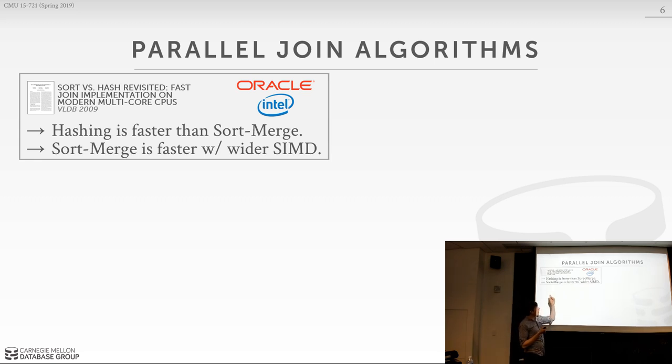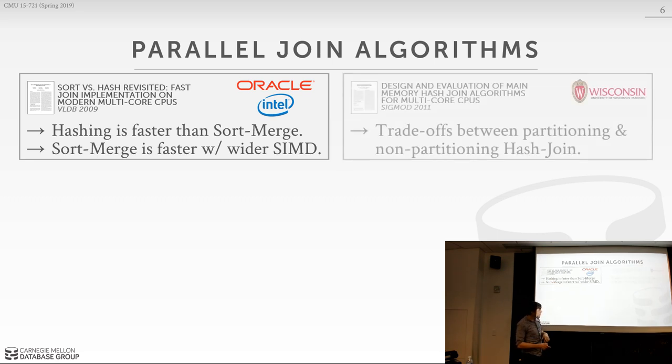But they also proposed that if you had wider SIMD registers, specifically 512-bit registers, then sort merge join would actually be preferable. Now, at the time, 512-bit registers didn't exist. They actually exist now, as of about two years ago, but I don't think anybody has revisited this claim. We'll cover SIMD in more detail in two more lectures, and we'll cover sort merge join next class. But in 2009, given the hardware available at the time, they said hashing was better.